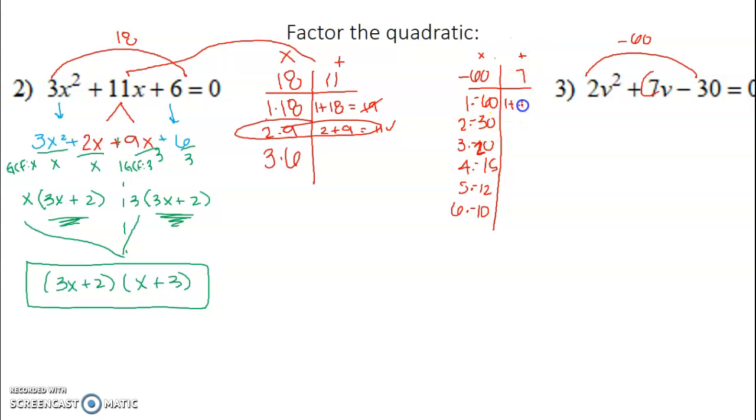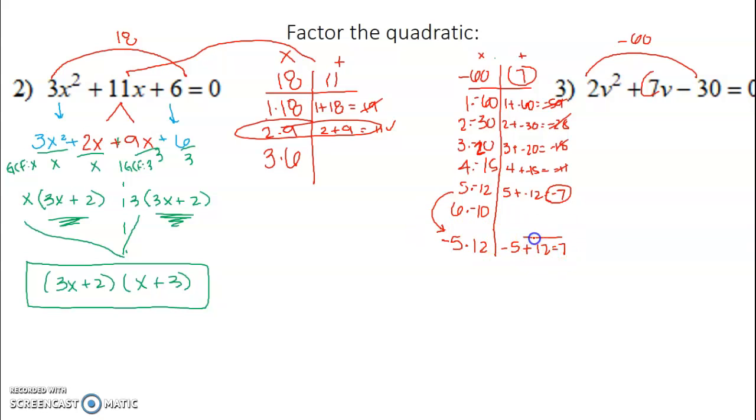So 1 plus negative 60 is negative 59. 2 plus negative 30 is negative 28. 3 plus negative 20 is negative 18. 4 plus negative 15 is negative 11. 5 plus negative 12 is negative 7. Ooh, negative 7, and I want positive 7. So I change this to negative 5 and positive 12. When I multiply, that's still negative 60. And then negative 5 plus 12 is 7.